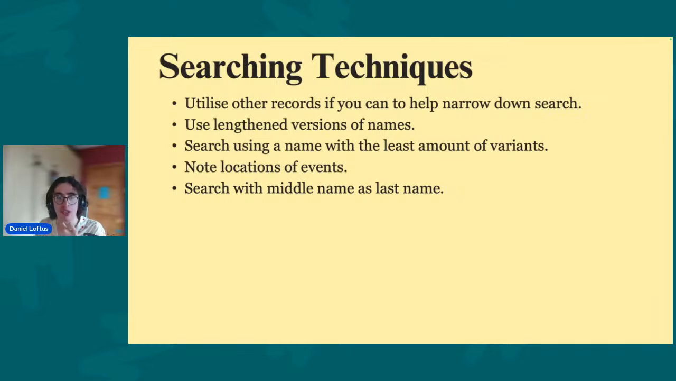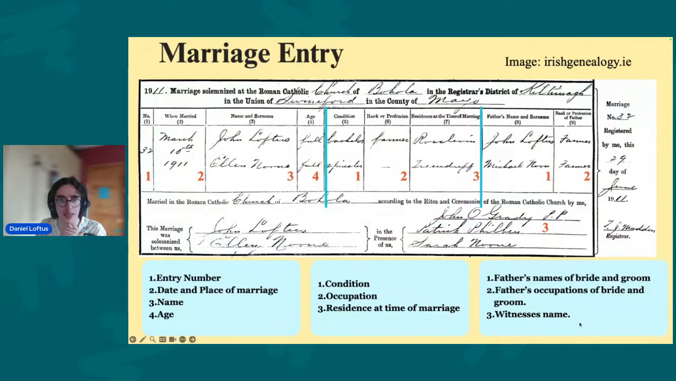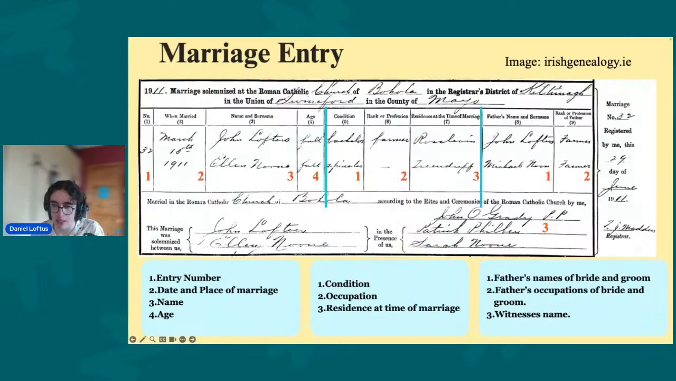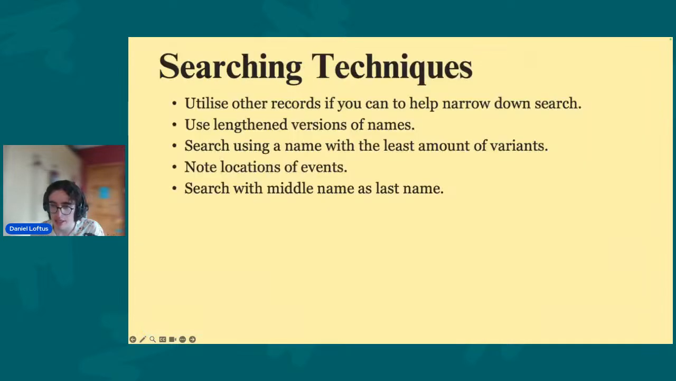Another thing to do is to note the location of events. So if I flick back to the marriage entry for John and Ellen real quickly, I have Rosslevin as where John was living at the time. Now, when I was looking at Bridget, I could have some certainty in knowing that there's a very good chance, had I found a birth for John, that they would all line up, and luckily they did. So it's worth bearing that in mind. So got the marriage there, and then okay, back to this.